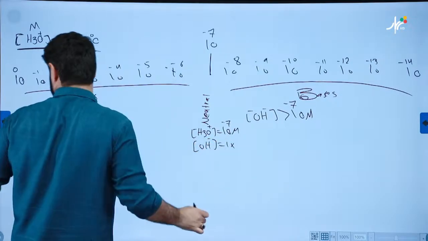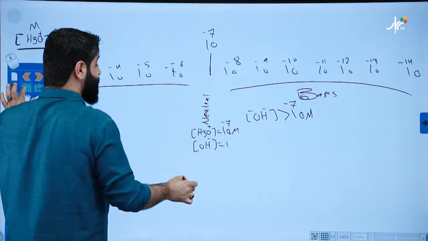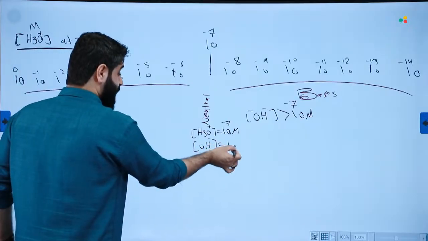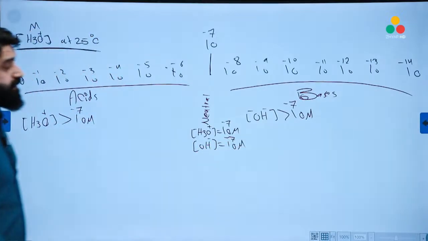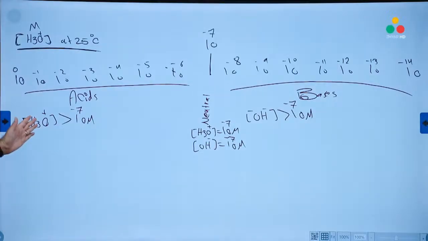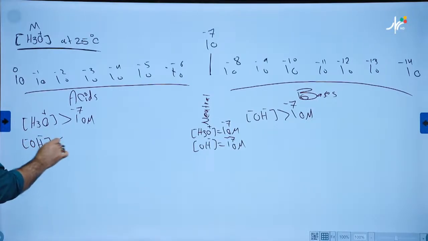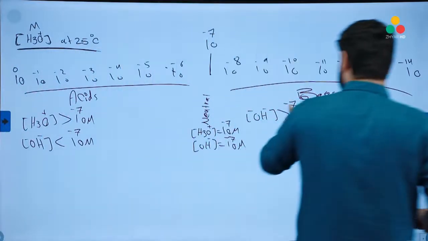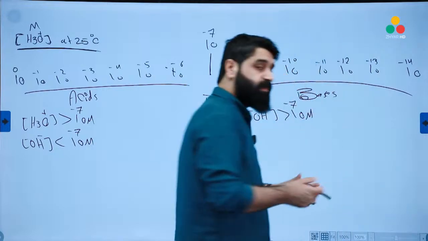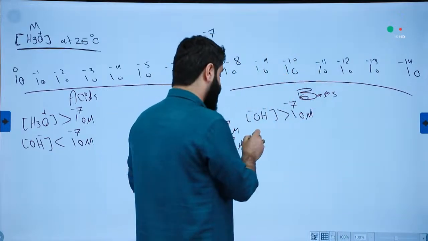1 times 10 to the power negative 7. Good. If H3O is greater than this, that means OH must be smaller. So OH is smaller than 10 to the power negative 7 molar. How about here? If OH is greater than this, so H3O must be smaller.